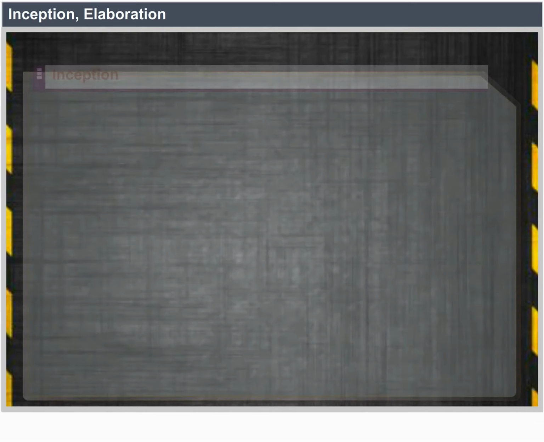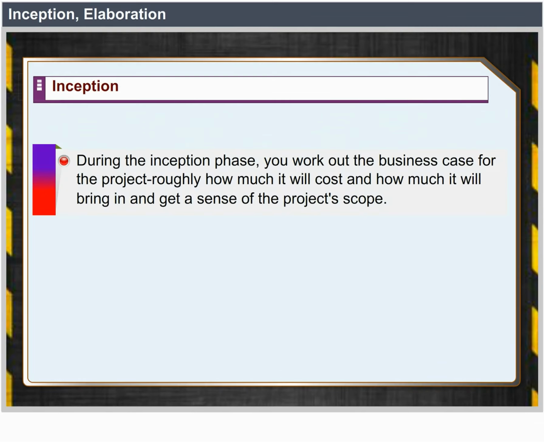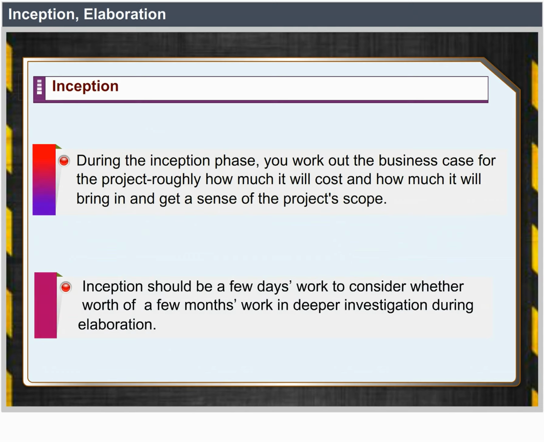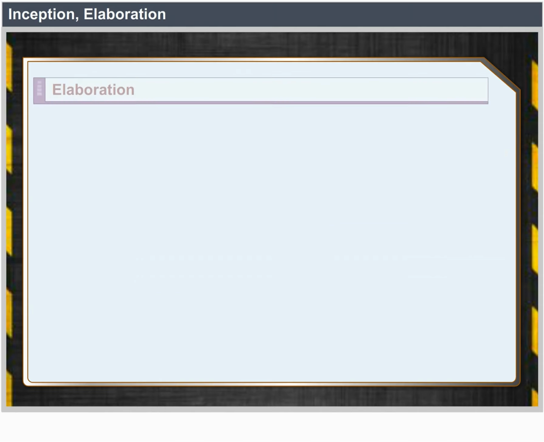Inception and elaboration. Inception. During the inception phase, you work out the business case for the project, roughly how much it will cost and how much it will bring in, and get a sense of the project scope. Inception should be a few days' work to consider whether the project is worth a few months. Work in deeper investigation during elaboration.